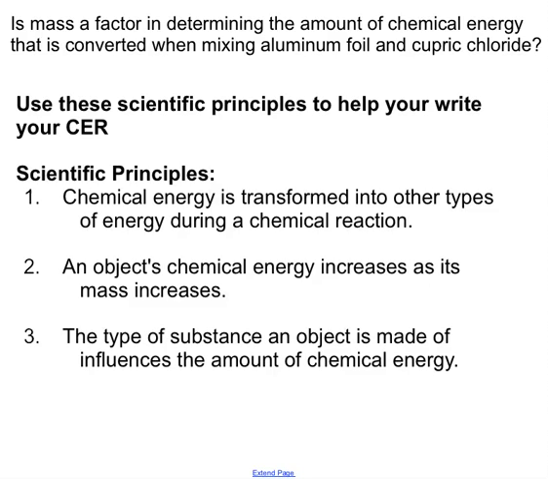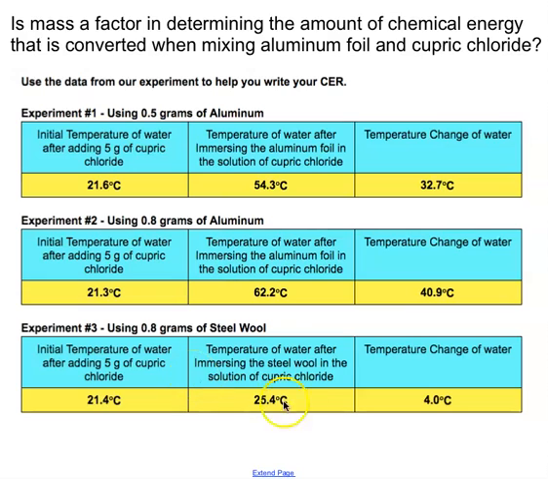There's a reason why I put the data first, and a reason why I put these scientific principles first. Even in here, if you start to look at mass, where does the mass change? Where is the mass the same? That first part of the sentence, is mass a factor, is huge in determining which of this evidence you use. You don't automatically use all the evidence. You only use the evidence that helps you answer this question.